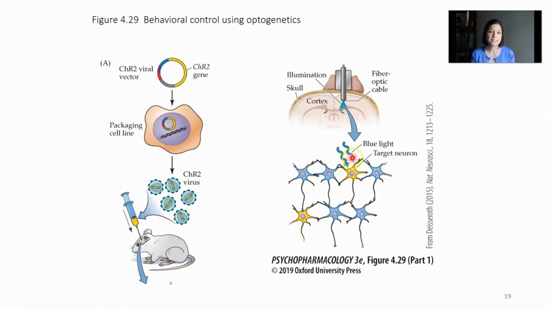Channel rhodopsin is sensitive to blue light, and so any neurons that have been targeted and are expressing channel rhodopsin will respond with action potentials when blue light is shown. That's because the blue light causes the channel to open and positive ions flow into the cell. So we can mimic different types of neural firing and stimulation patterns in different brain regions using optogenetics. And this allows us to ask questions about how different brain regions control behavior.